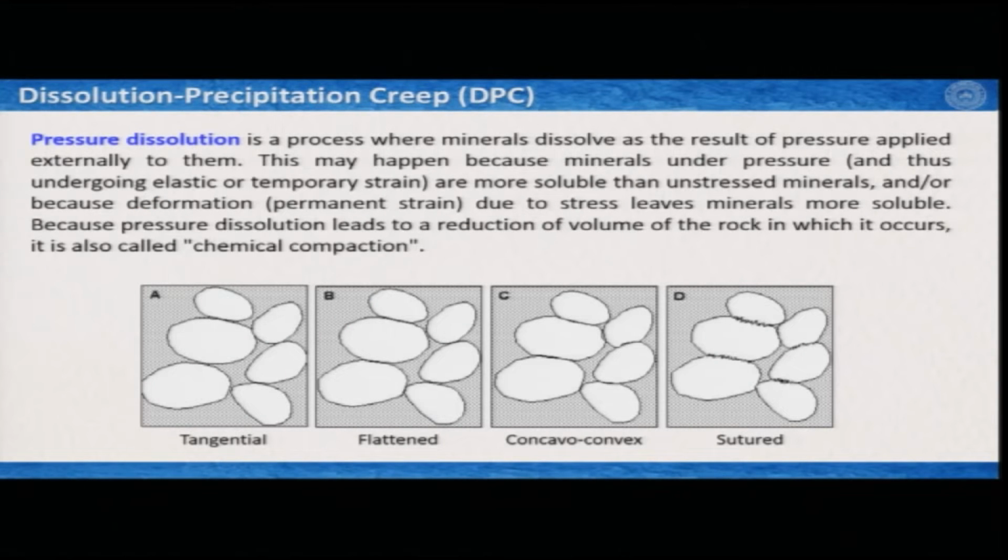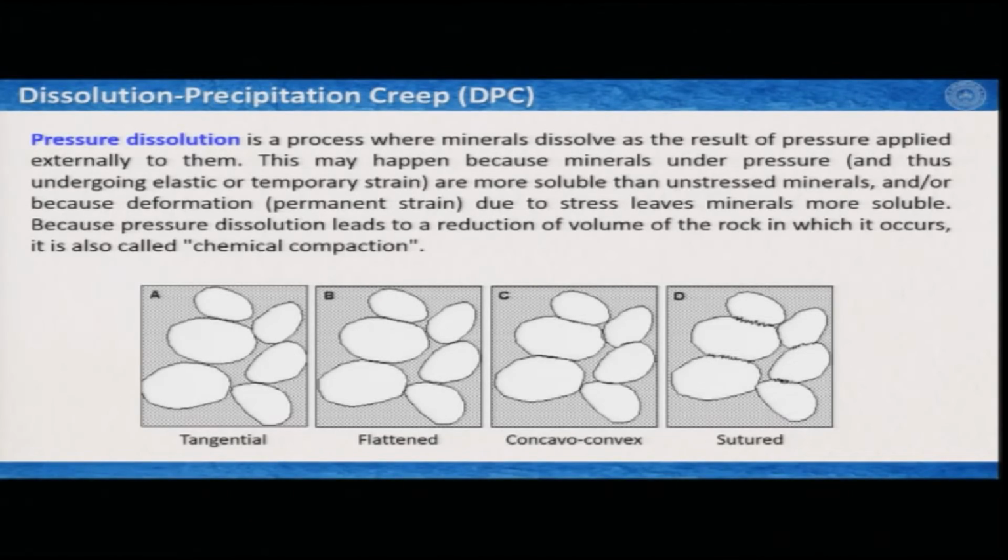Now, there are some ideas that we can think of. Dissolution can happen at a point and dissolution can happen on a surface. Whenever 2 points touch each other or 2 surfaces touch each other, a pressure is generated on the surface, and if there are some fluids, then the process is known as pressure induced dissolution or pressure dissolution. Pressure dissolution is a process where the minerals dissolve as the result of pressure applied externally to them, and this may happen because minerals under pressure, and thus undergoing some elastic or temporary strain, are more soluble than unstressed minerals.